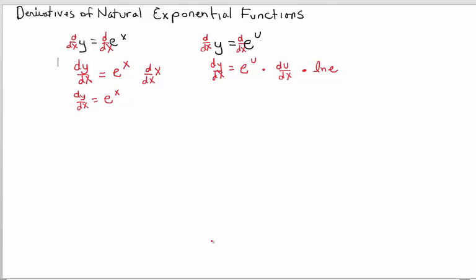Well, what's the natural log of e? It's just 1. So do we often see this part of the formula? Nope. We usually just see this right here. And sometimes we don't see du over dx. We see it written as e to the u times u prime, where u prime means du over dx. So let's just get to some examples and see what it looks like.